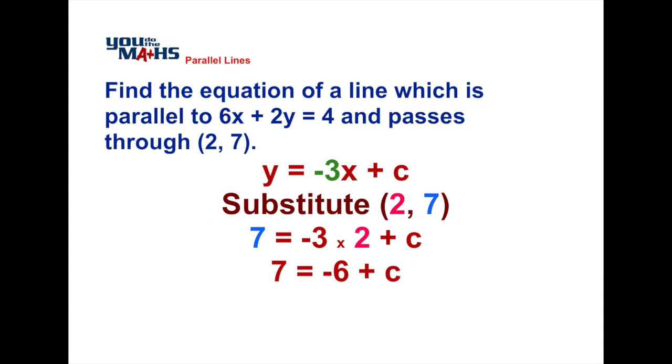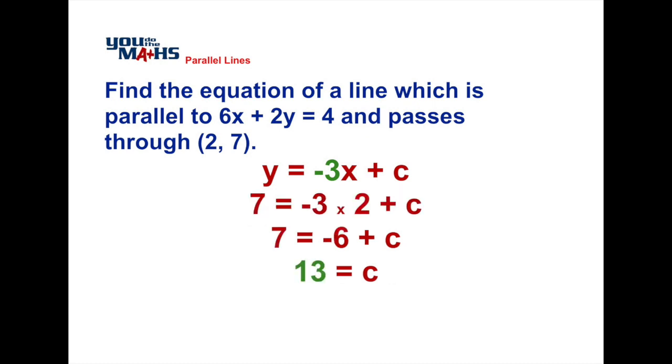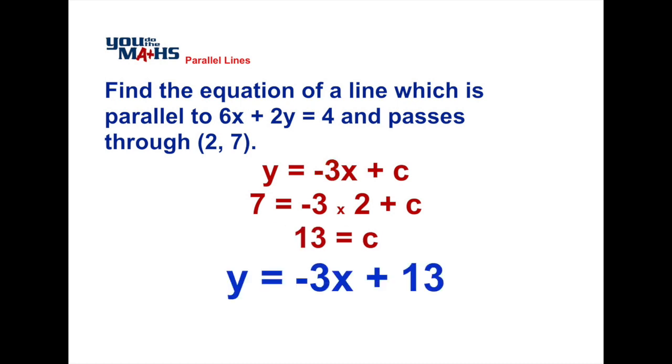And what we'll need to do now is remove the negative 6 so we can get c by itself. So we'll add 6 to both sides of the equation, and that means that our y-intercept c will equal 13. So we can place that in our original equation where we've got a gradient of negative 3 already, and we'll get y equals negative 3x plus 13, where x and y represent any point on the line.